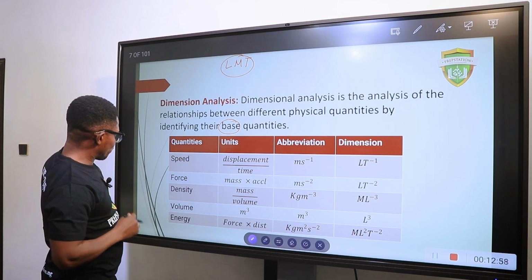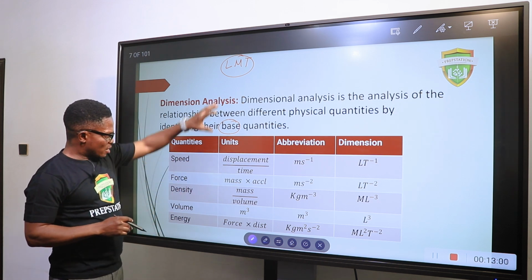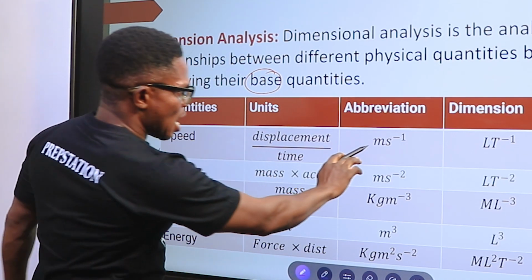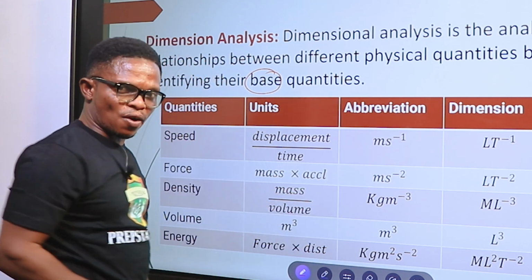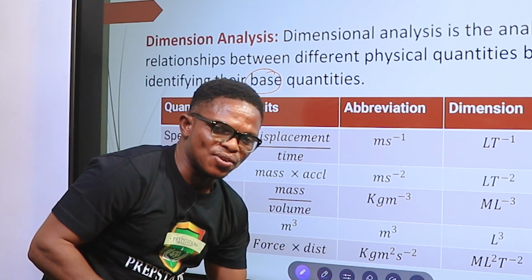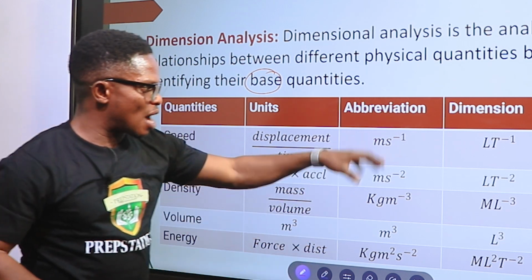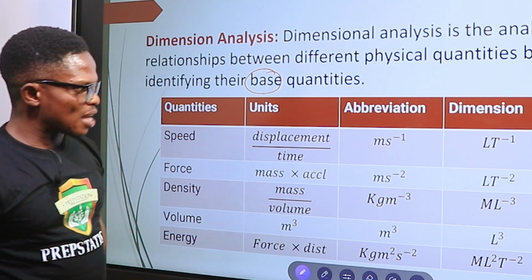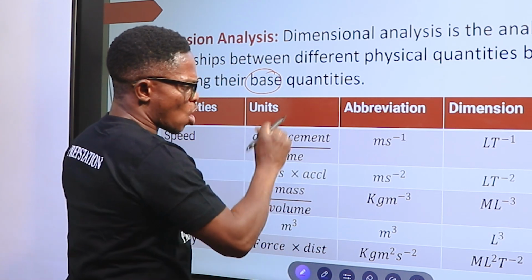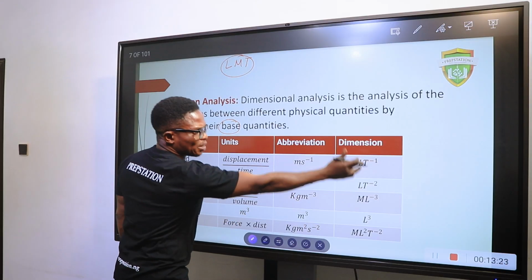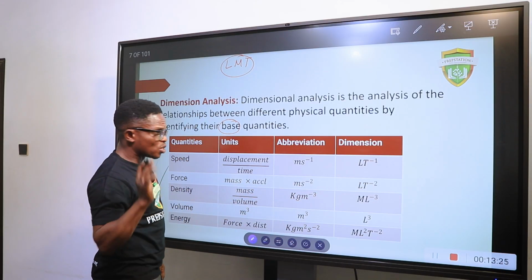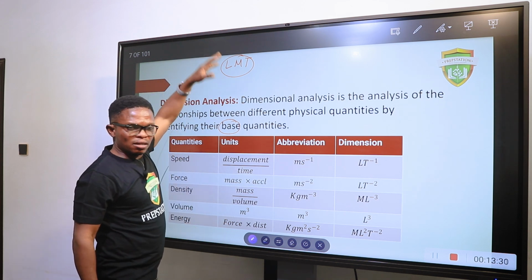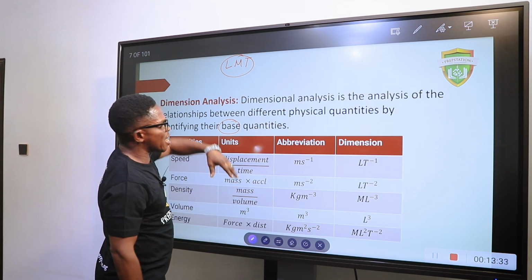How? Let me show you. For example, we have speed. The derivation for speed is displacement over time, no doubt about that. And then the unit is meters per second. All you need to do is follow the unit to arrive at the dimension. I'll say that again: follow the unit to arrive at the dimension. Follow the unit and then represent them in terms of symbols. For example, length is uppercase L. Mass is M. Of course, time is T.